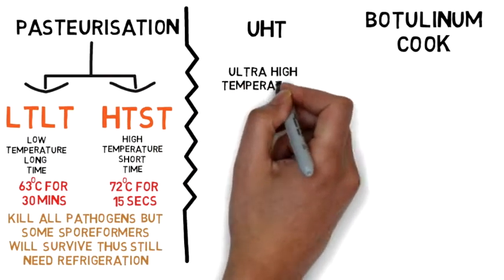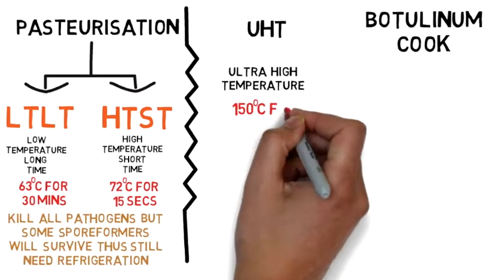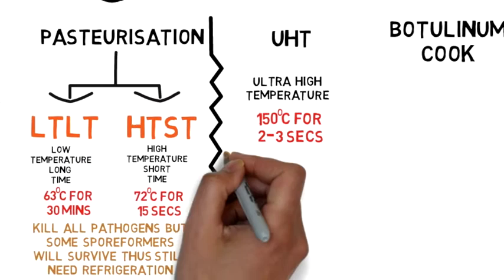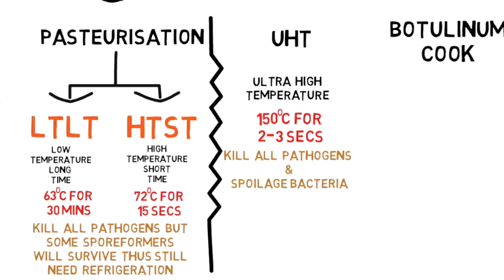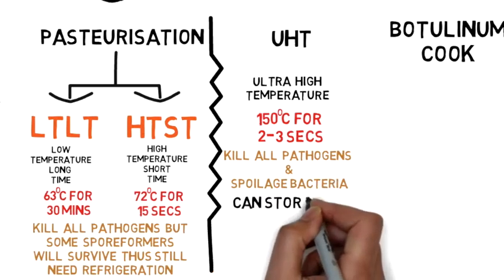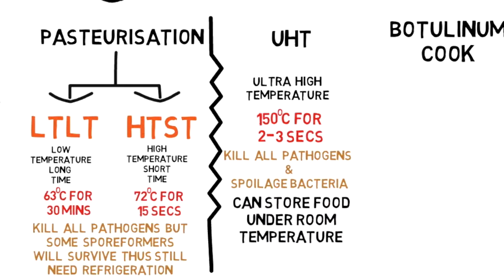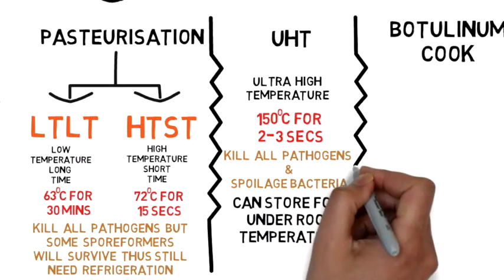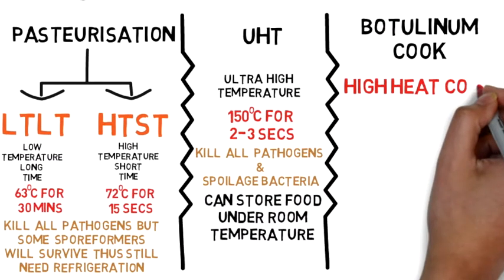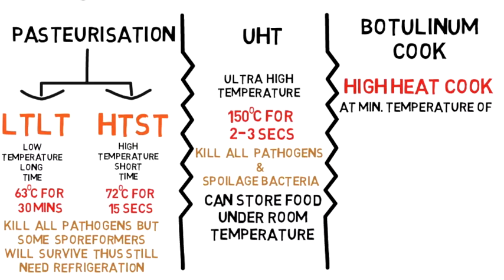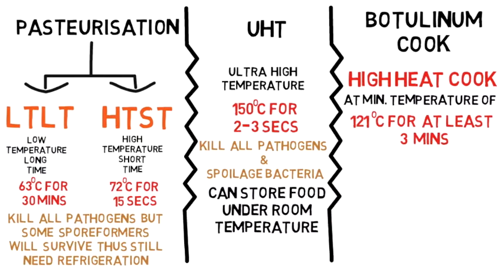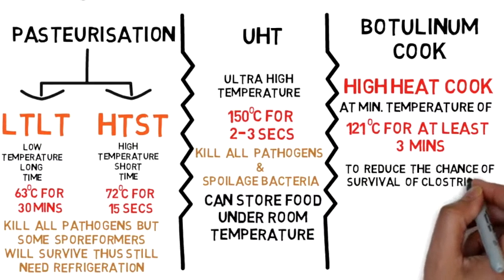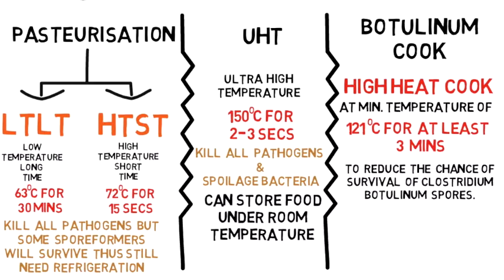UHT stands for ultra high temperature treatment at 150 degrees Celsius for 2 to 3 seconds. This process will kill all pathogens and spoilage bacteria, and therefore you can store the food under room temperature without problem. Botulinum cook is a high heat cook at minimum temperature of 121 degrees Celsius for at least 3 minutes in order to reduce the chance of survival of Clostridium botulinum spores.